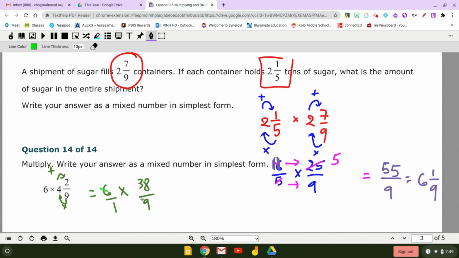That will give you 2 and 3, and we can multiply straight across. So that would give us what? 76 over 3. If you want, we can write it as a mixed number. That will be 25 and 1/3.